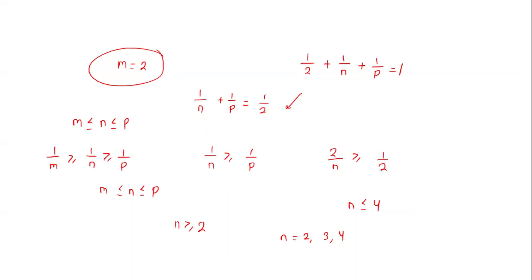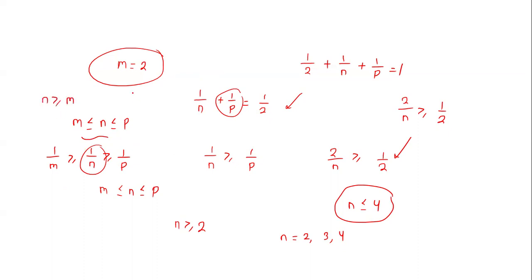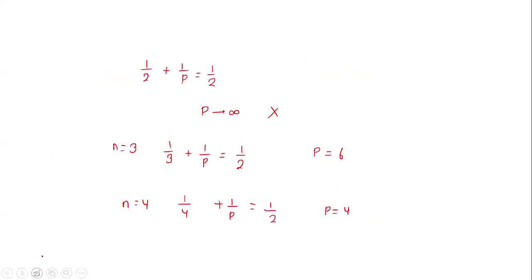So if I replace 1 by p with some greater quantity 1 by n, then I can write 2 by n is greater than or equal to half, like this, and from here I get n less than or equal to 4. But I also know n is greater than or equal to m, so m value is 2, so n is also greater than or equal to 2. So the possibilities of n are 2, 3 and 4 by these two inequalities.